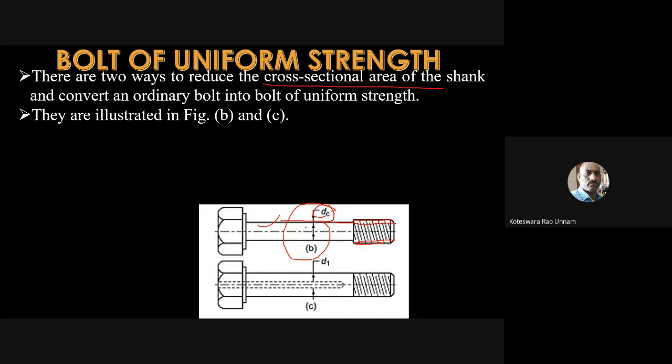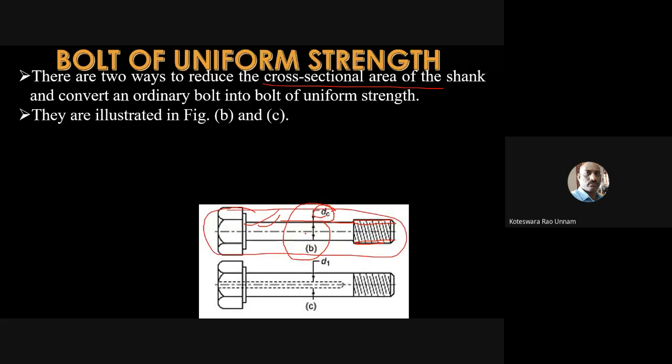So here we reduce the diameter of the core, that is the diameter of the shank portion. Therefore here the stress is more. So then here you have a stress which is also equivalent to this. Then this will become a bolt of uniform strength. This is one way of doing it.